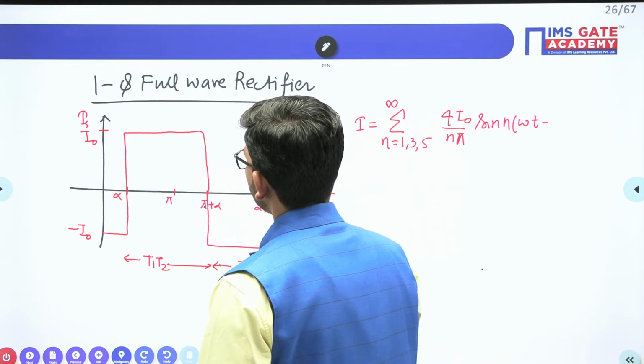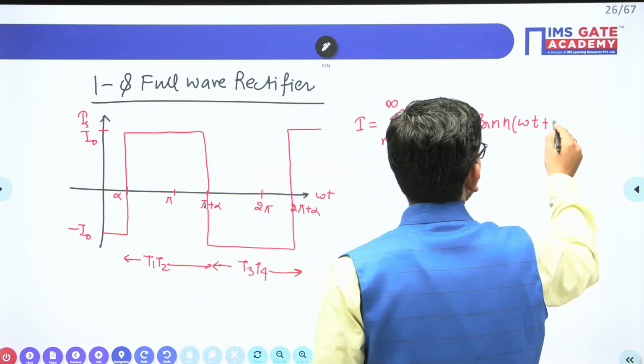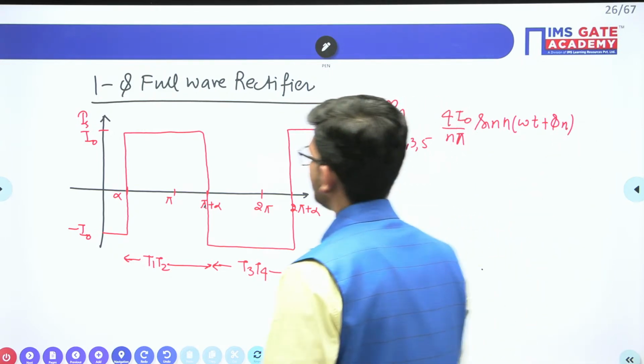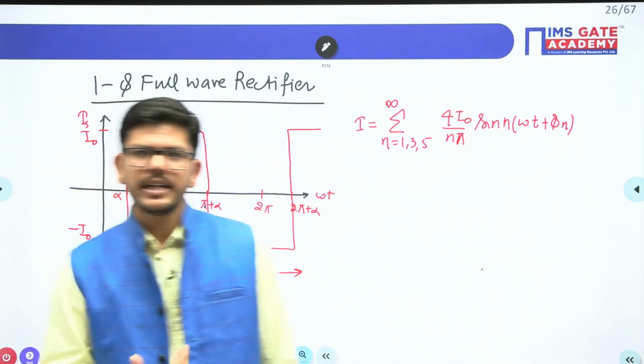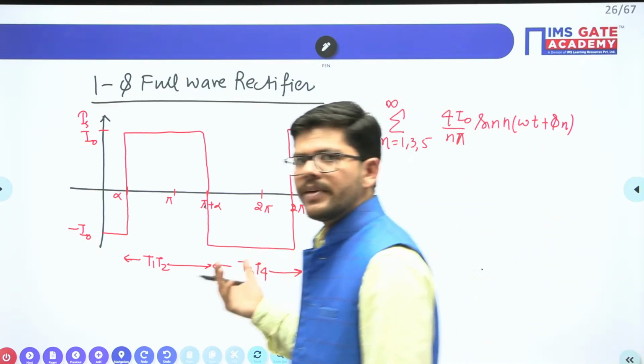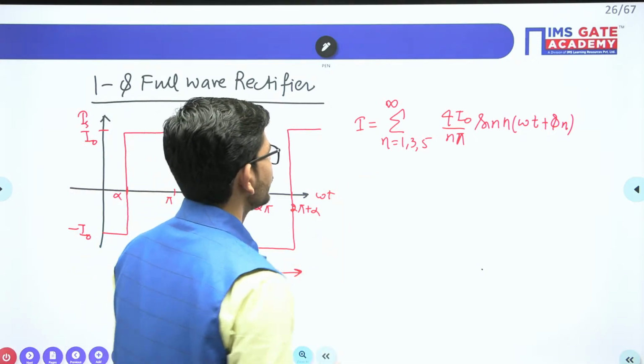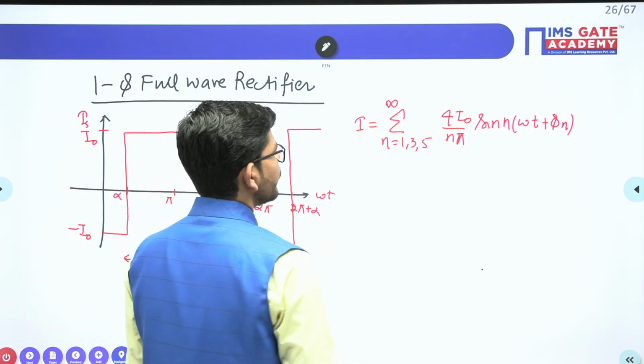How is it? It is shifted. We have to shift it towards that point, so it will be phi n. Yeah, we have to shift it towards left, then it will become a perfect square wave. So for a perfect square wave, this is the expression.